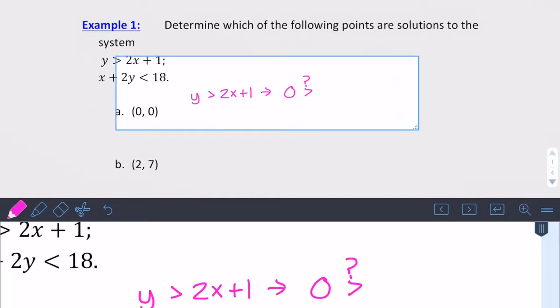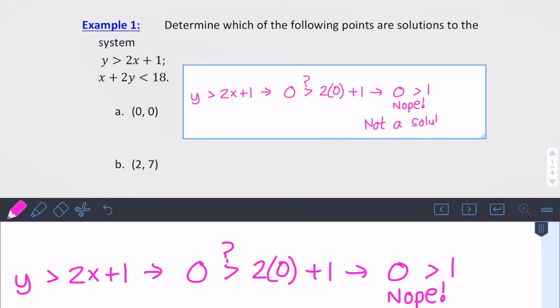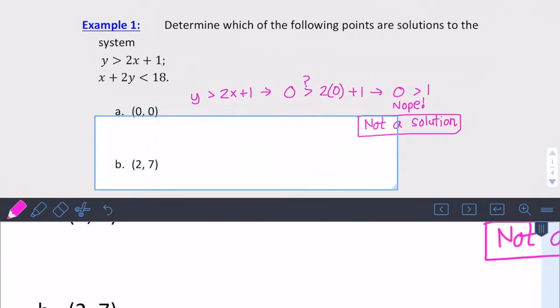So if I do y is greater than 2x plus 1, and plug it in, I've got the statement 0 is greater than 1. 0 is not greater than 1. So that point 0, 0 is not going to be a solution to our system of inequalities. It might work in the other one, but in order to be a solution to the system of inequalities, it would need to work in both. So if it doesn't work in one, you don't even have to test it in the other. It's not going to be a solution.